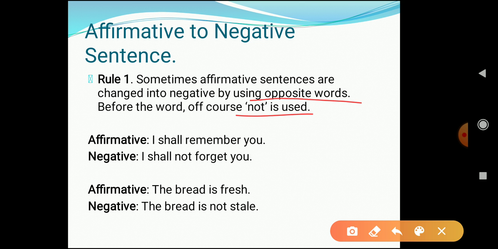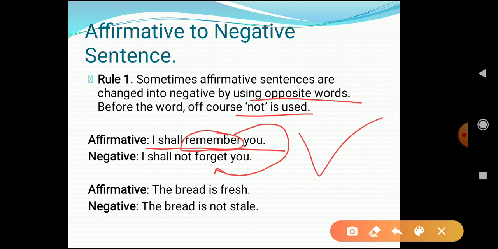So let's look at the first example. The first example says, I shall remember you. So over here, this is an affirmative sentence. If we have to convert this affirmative sentence into a negative sentence, we have to use the opposite of the word remember. And what is the opposite of the word remember? The opposite of the word remember is forget. And with that we have to use not. So it will be, I shall not forget you. It is so easy.